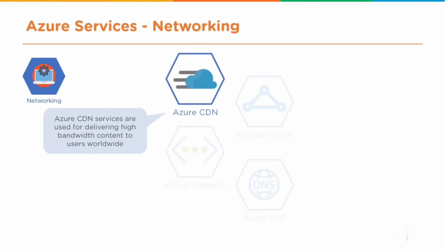Now let's talk about some network services. First up, we have Azure CDN, or the Content Delivery Network. The Azure CDN service is basically for delivering web content to users. This high-bandwidth content can be delivered to any person across the world. It is actually a network of servers placed in strategic positions across the world so that customers can obtain this data as fast as possible.